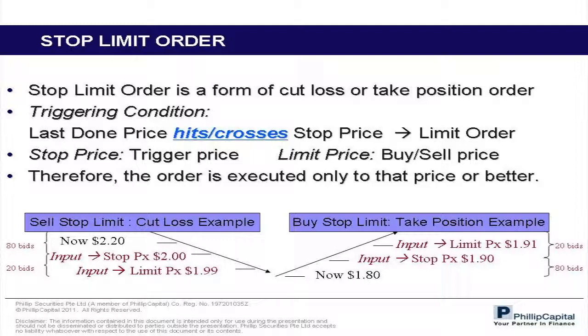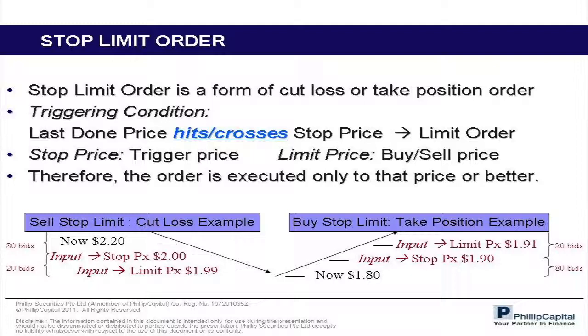For our first example, we look at a stock that is now trading at $2.20. Assuming if you do not want to sell the stock right now, but you feel that if the stock trades to $2 or lower, you will want to sell the stock at that point in time. To execute this trade strategy, you cannot just place a limit sell order because the order will be traded immediately.